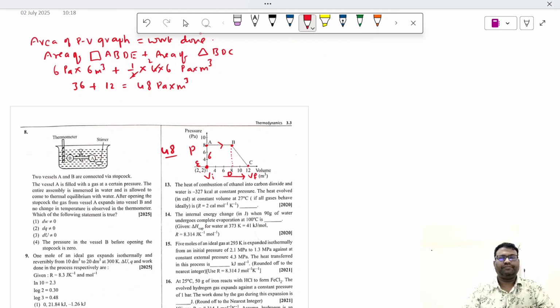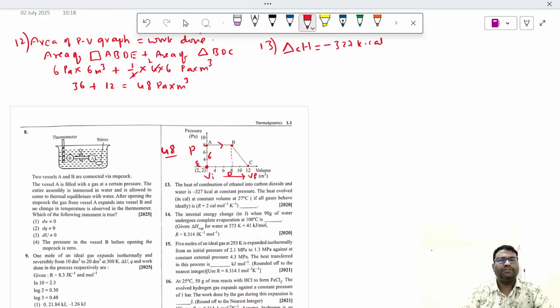Next question. So what is this question? This one is question number 12. Speaking about question number 13: the heat of combustion of ethanol into carbon dioxide and water is minus 327 kilocalories at constant pressure. So the enthalpy of combustion is given, equal to minus 327 kilocalories. The heat evolved in calories at constant volume.